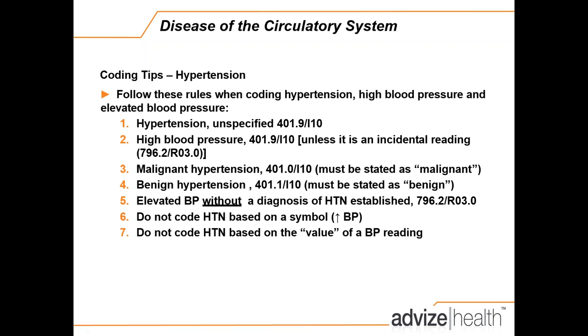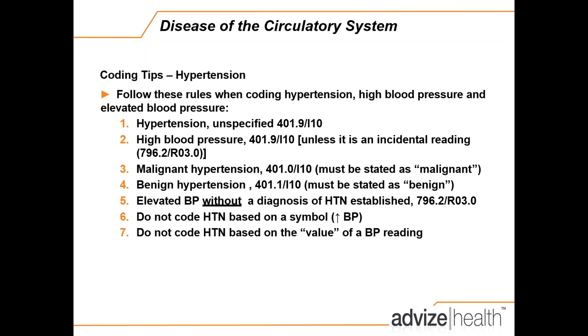Diseases of the circulatory system, some coding tips. Again, hypertension specifically. Follow these rules when coding hypertension, high blood pressure, or elevated blood pressure. And these are specific to HCC. Hypertension unspecified, I10. High blood pressure, I10, unless it is an incidental reading, R03.0, and that's new for the ICD-10 world. Malignant hypertension, I10, must be stated as malignant.